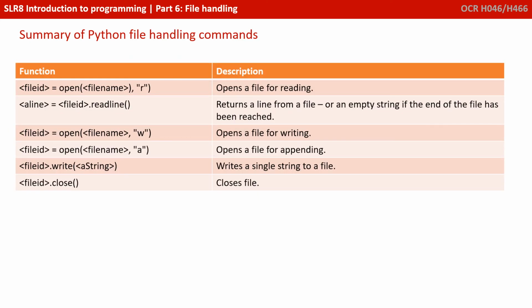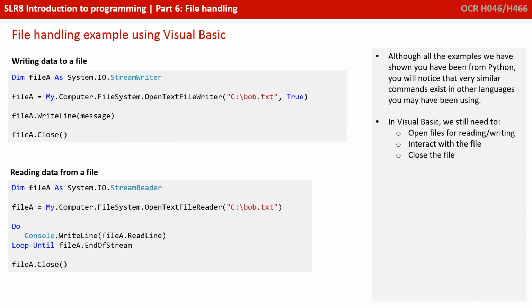Here's a brief summary of the various Python commands that we've been going over for file handling. Now, although the examples we've been showing you have been from Python, you will notice that very similar commands exist in other languages you may have been using. So here we see examples from Visual Basic, and you'll notice although the syntax and the commands are slightly different, you still need to open the files for reading or writing, you need to interact with the file in some way, and then it's always good practice to close the file afterwards.